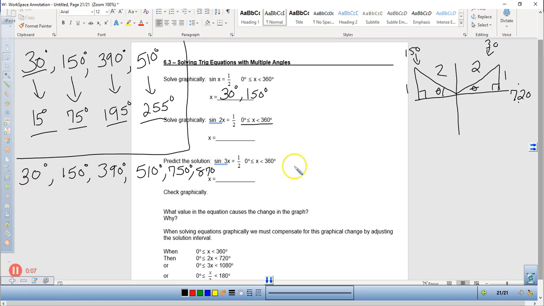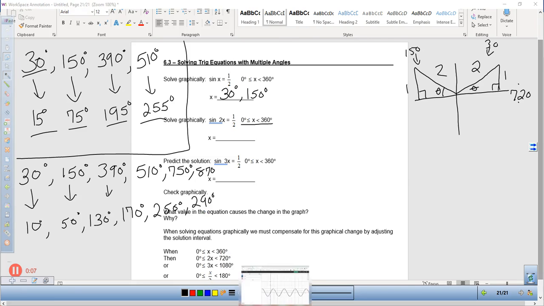Now, to fit it within our 0 to 360, since we went around 3 times, we're going to cut these in thirds. So a third of 30 is 10. A third of 150 is 50. A third of 390 is 130. A third of 510 is 170. A third of this one, that's 250. And a third of the last one is 290.